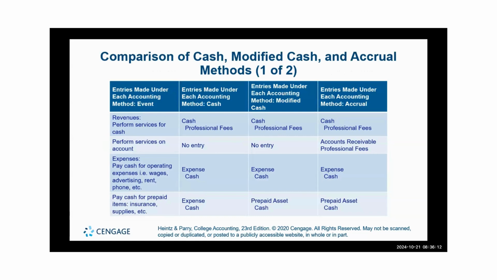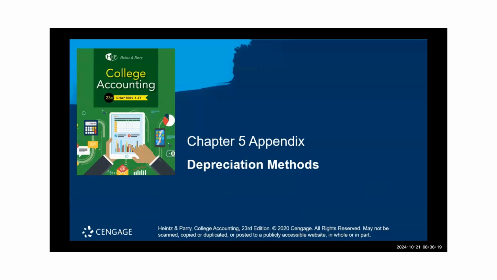All right, the book gives us this chart for comparing cash, modified cash, and accrual methods. And then chapter 5 appendix covers the depreciation methods that I talked about. We are only going to use straight line. We are not going to go into any of these others, but it can be exciting. I remember when I took accounting, there was one, double accelerated depreciation, if you're trying to write it off a little bit faster, and I thought that was pretty cool. So if you are interested in learning more about depreciation methods, it is in chapter 5 appendix. Any questions?